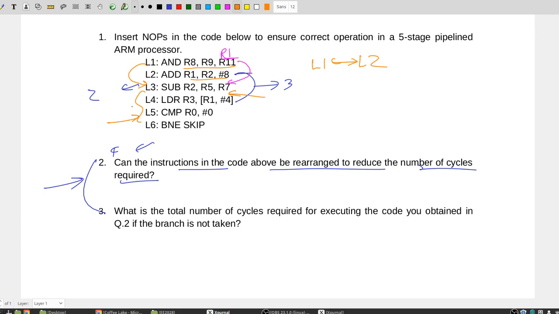Yeah, L5 you see. L4 cannot go up because L4 is supposed to be further away from L2, right? So L5 you can see is quite independent because it is making use of R0, which is not used by any of these instructions. So you can easily push this also up. So you can actually exchange L5 and L4. And then you don't need any NOPs anymore.